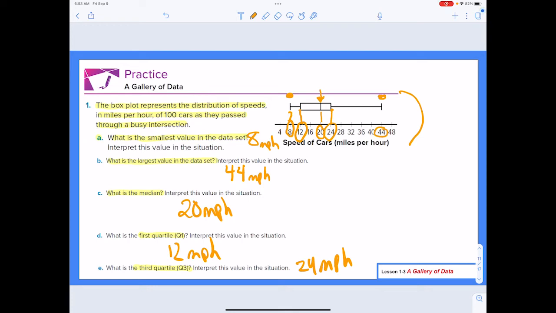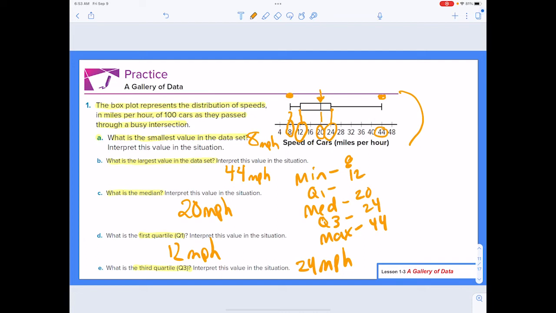Don't forget, the way it works out is you have your minimum, your Q1, your median, your Q3, and your maximum. And that's what they're asking you to find. And so we had our 8, our 44, our 20, our 12, and our 24. So that is our 5-number summary right there.